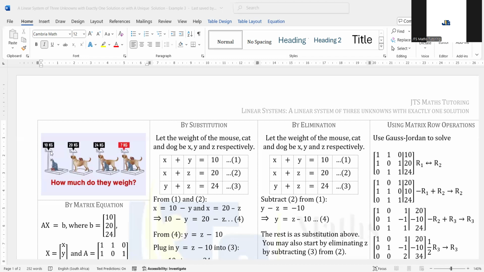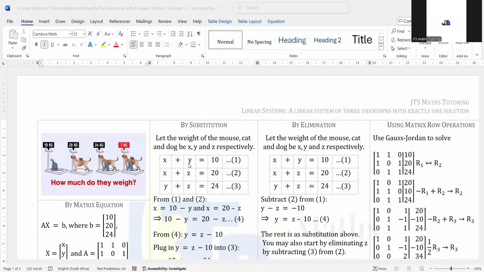On our first scale, we've got a mouse and a cat and they weigh 10 kilograms. On the second scale, we've got a mouse and a dog and they weigh 20 kilograms. And on the third scale, we've got a cat and a dog and they weigh 24 kilograms. They want us to find out the total weight here. By substitution, let the weight of the mouse, the cat, and the dog be X, Y, and Z respectively.